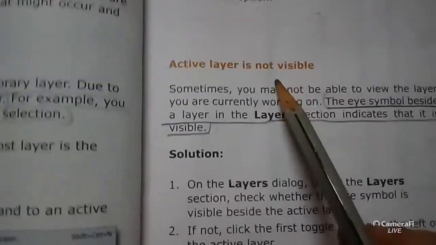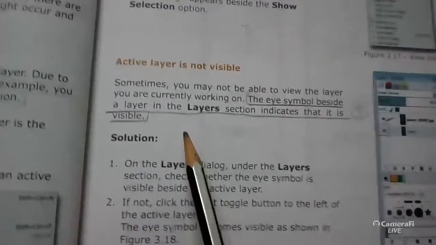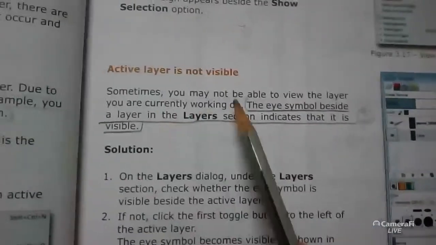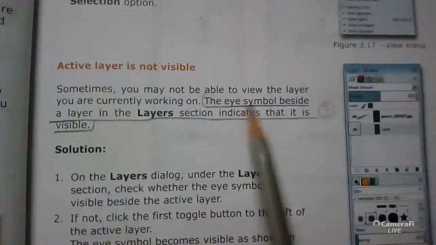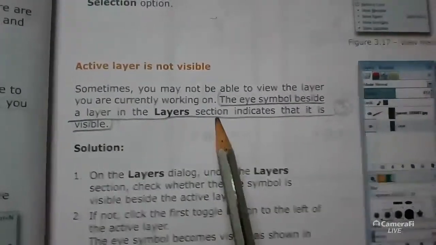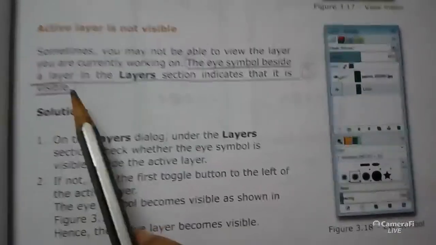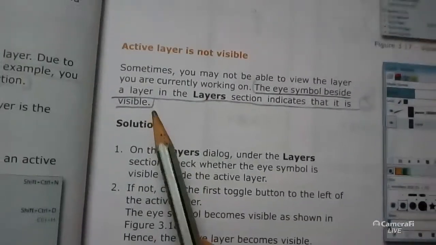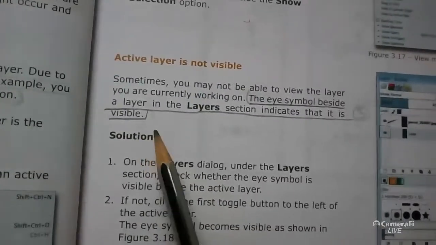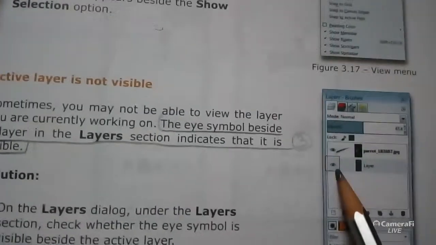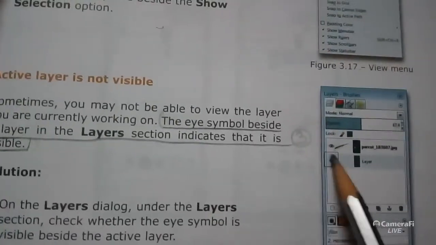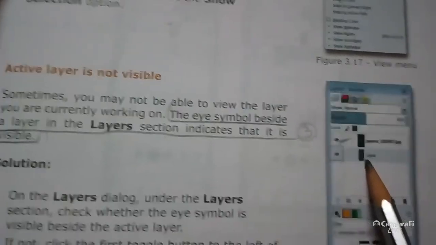Active layer is not visible. Sometimes you see that the layer is active but it is not indicated. Sometimes you may not be able to view the layer you are currently working on. The eye symbol beside a layer in the layers section indicates that it is visible. That means whether the layer is active or not. See here, the eye symbols. Which one is active, there you can see the eye symbol. That means the eye symbol is selected, so this layer is active.